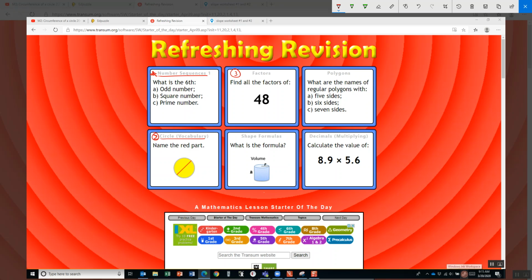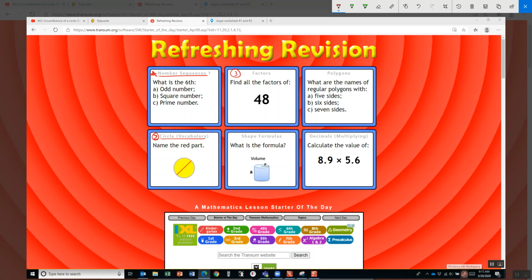Okay, now I want you to have a go at the circle. I'm going to pause, and I want you to input your answer. And now have a go at number 3. Find all the factors of 48. And I'm going to pause.